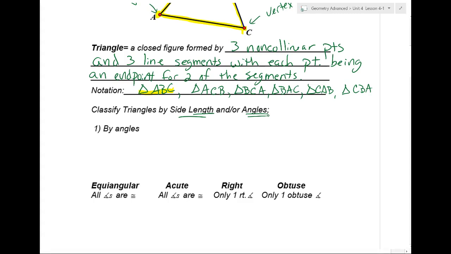The very first one is an equiangular triangle. What does equi mean? So they're equal what? Angles. So if you're to draw a triangle, what should you mark in your triangle?